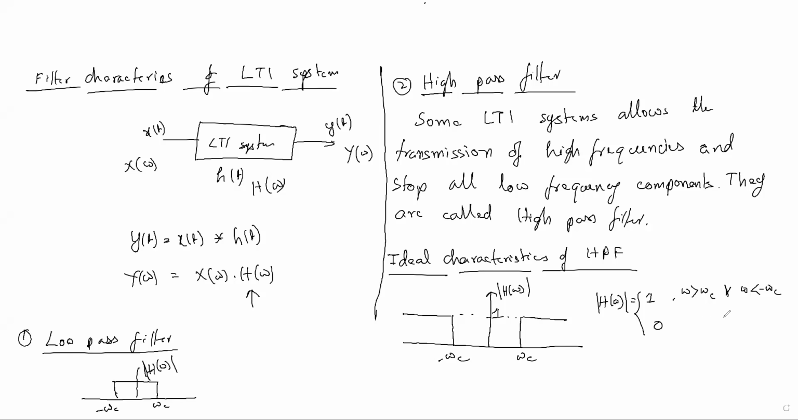You can write it like this also: omega greater than minus omega c or less than omega c, or you can write others also. So if H of omega shows this type of characteristics, then this filter is called a high pass filter. So why is it called a high pass filter? Because it passes the high frequencies only. If you want to know, I have to show it with some graphical plot, so let me explain.